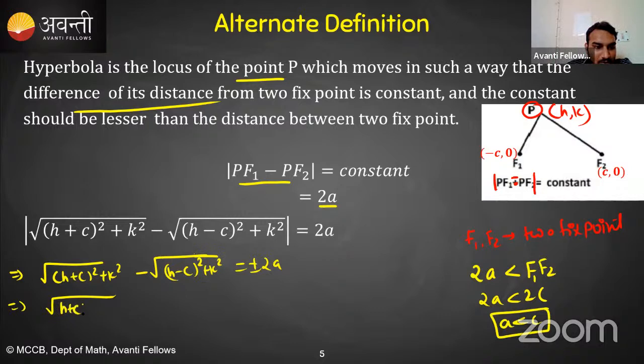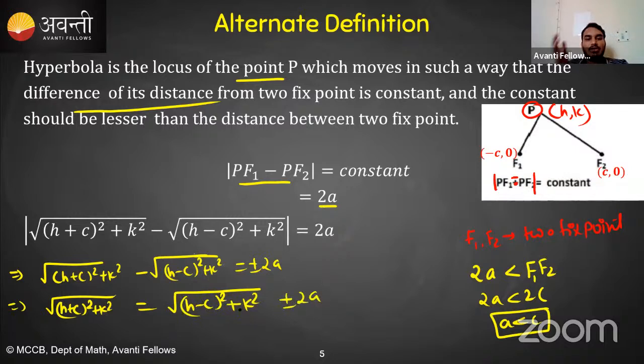Okay, so (h plus c) whole square plus k square is equal to under root of (h minus c) whole square plus k square plus minus 2a. Okay, after this, square on both sides and again proceed with the same procedure. When you simplify that, you will get this equation.